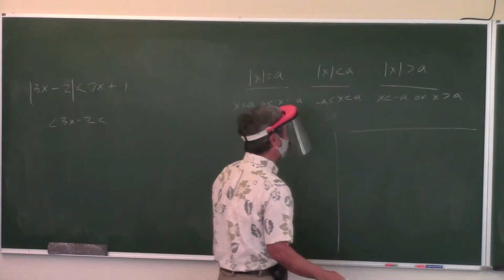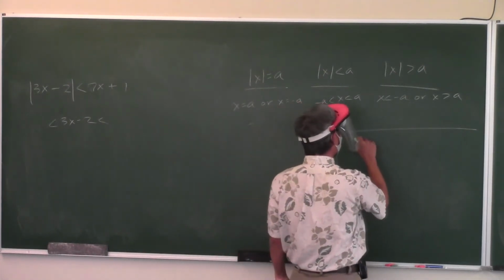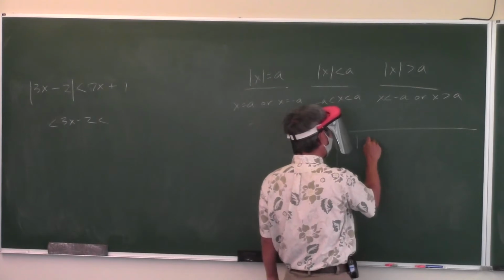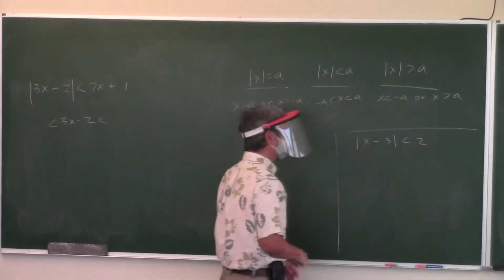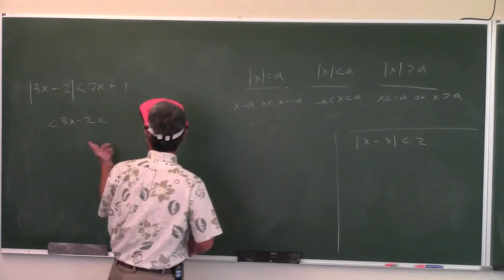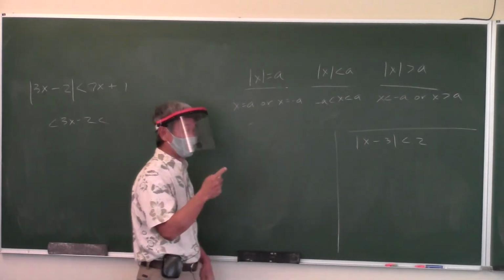Let's do an easier one first. How do you solve an inequality like this? Absolute value of x minus 3 is less than 2. That's just a simpler version of this. But we need to go over it because it's important.